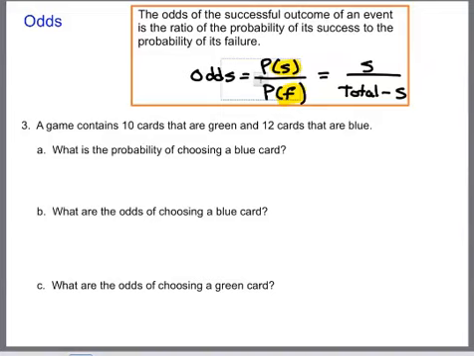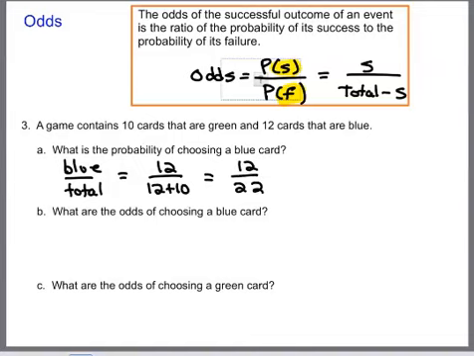So we're going to start off by probability again. What is the probability of choosing a blue card? So of course this is blue out of the total, right? And the total is successes plus failures. So how many blue out of how many are blue plus not blue? So this turns out to be 12 out of 22. Of course I could reduce that. I'll just leave it as is.